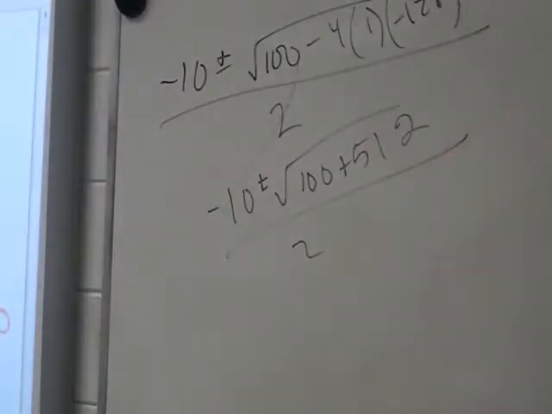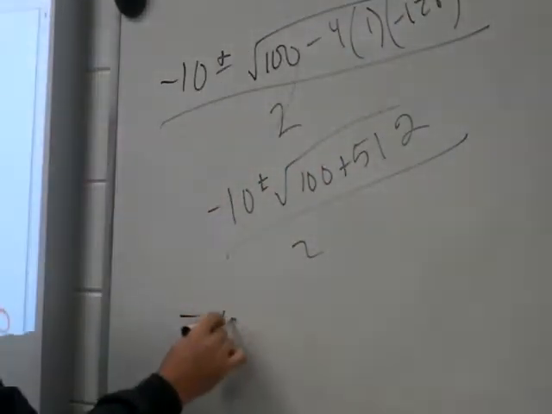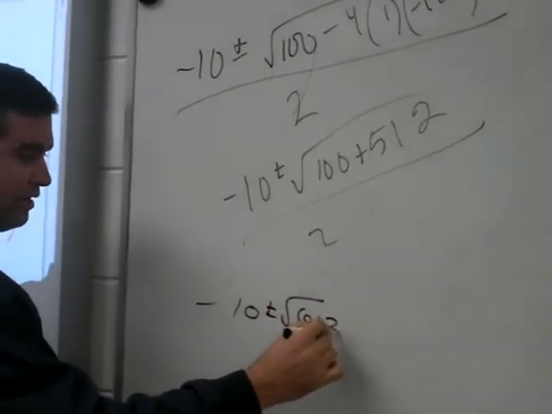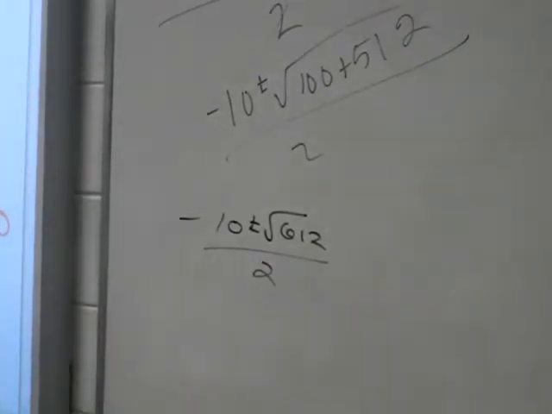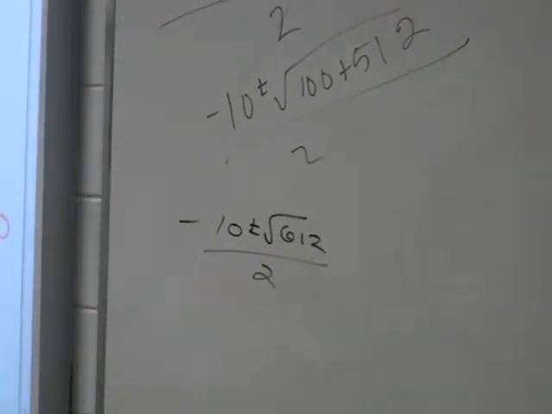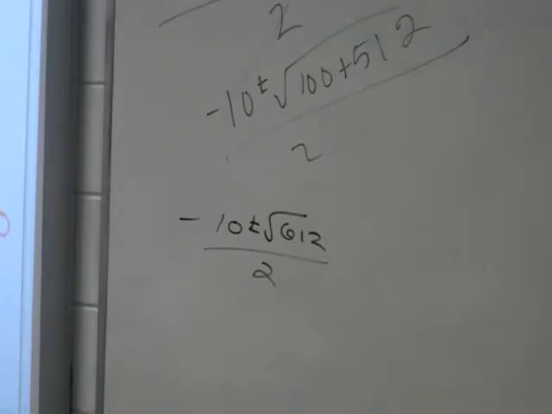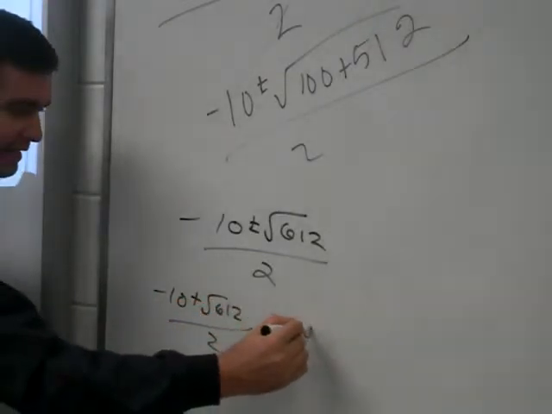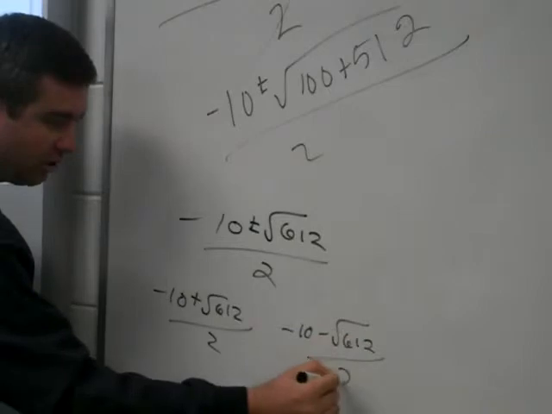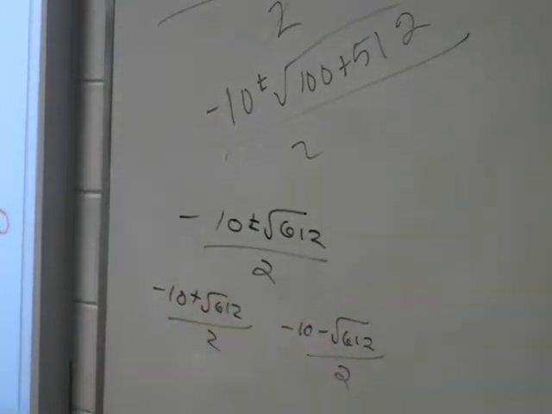What's 100 and 512? 612. What is the square root of that? Is it a nice number, 24? It's 24.73. So it's not a nice number. That's why it wouldn't factor. So negative 10 plus or minus the square root of 612 all over 2. Probably I'm just going to round like money. So you would do your two choices: negative 10 plus the square root of 612 all over 2, and negative 10 minus the square root of 612 all over 2. This one here is probably going to give you a negative answer.